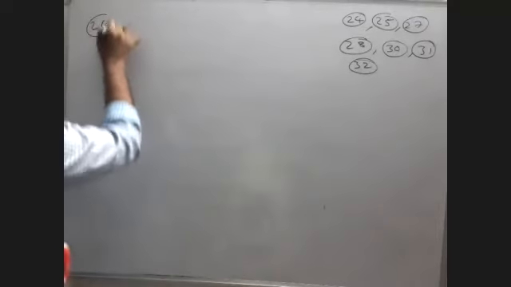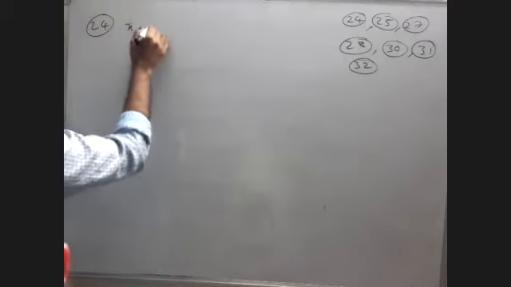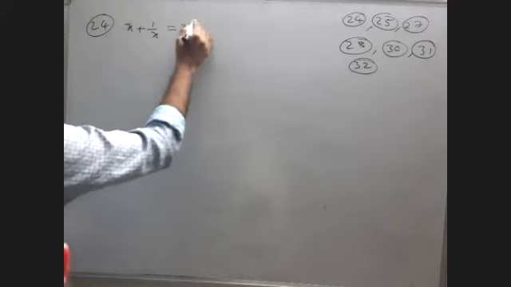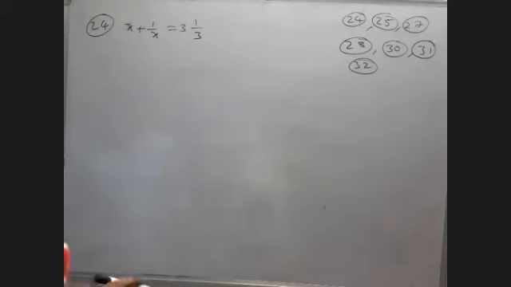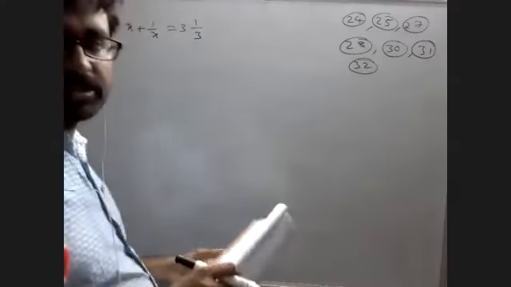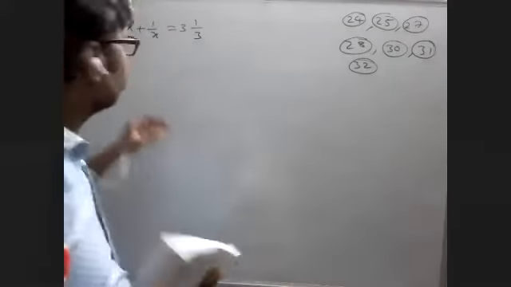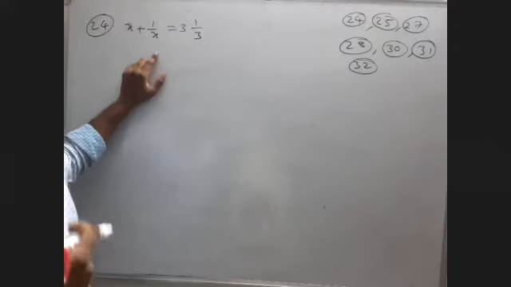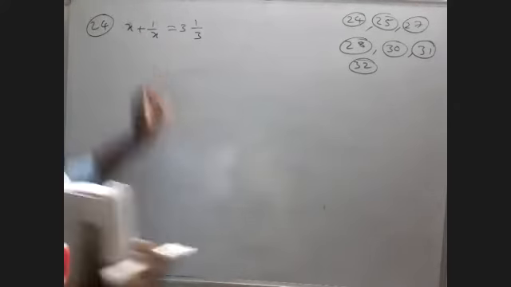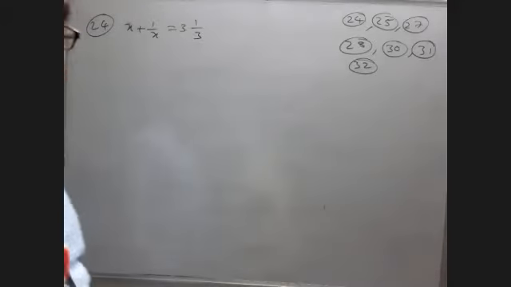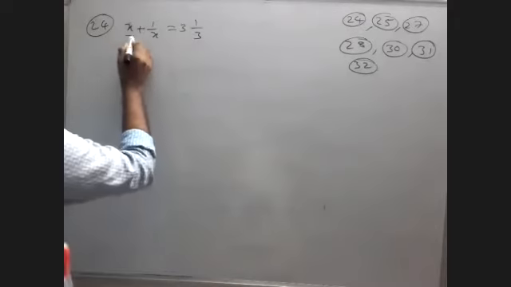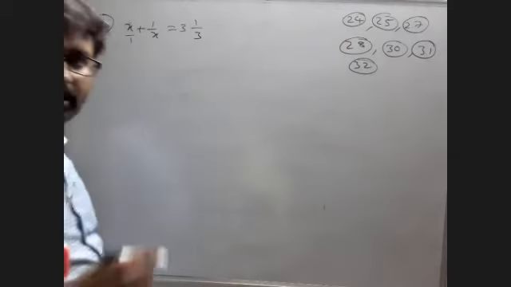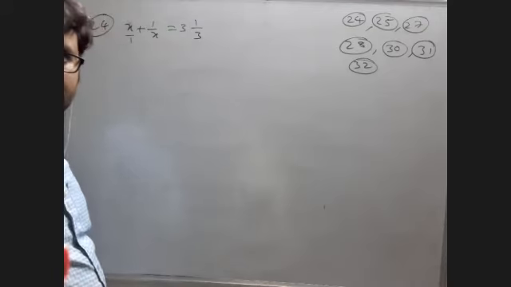Now 24th question. Solve x plus 1 by x is equal to 3 and 1 by 3, where x not equal to 0. Why x not equal to 0? If this x is equal to 0, 1 by 0 is infinity, so we can't get a solution. That's why x not equal to 0. Do LCM. I'm doing LCM. Yes, sir.